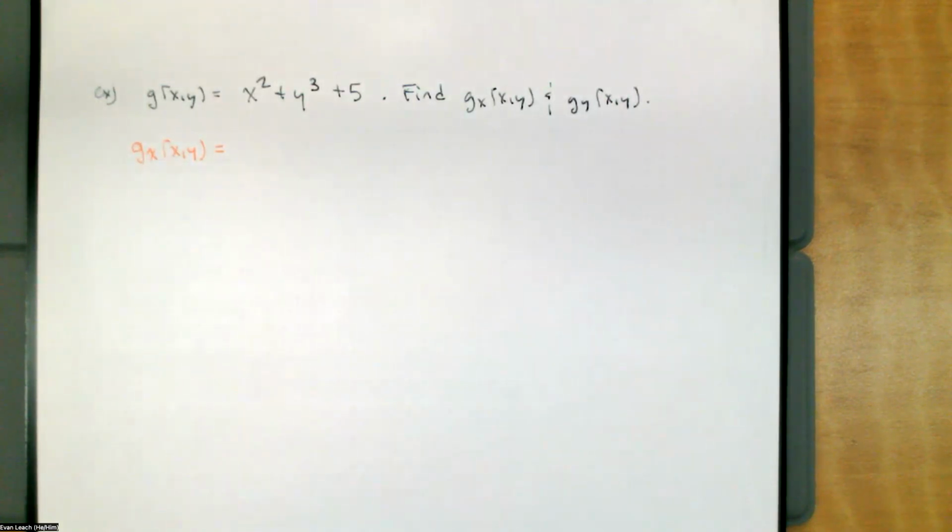When we're thinking about the derivative with respect to x, x is the variable, everything else is constant. When we look at that y cubed, what's the derivative of y cubed with respect to x? 0. In this case, y cubed is a constant term, and the derivative of a constant term is 0.